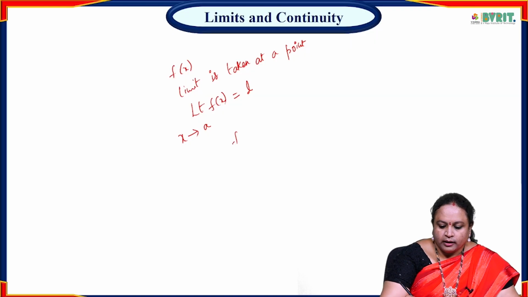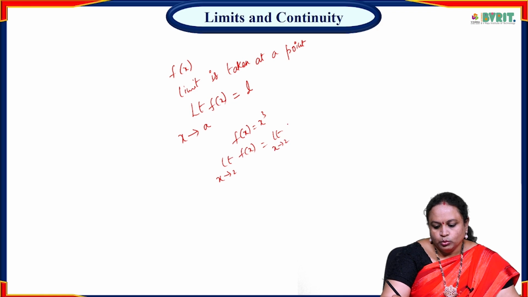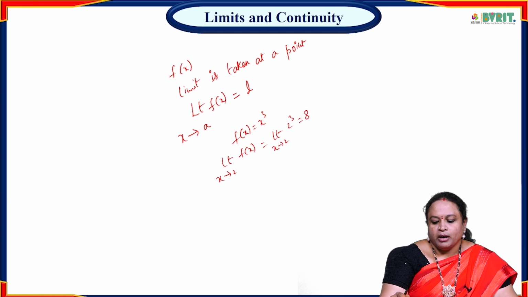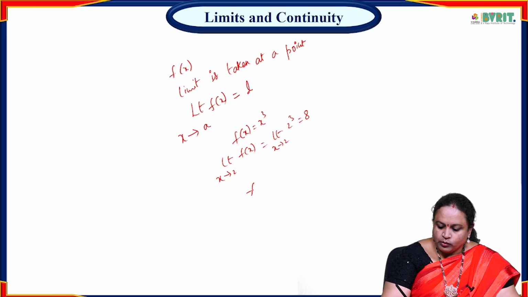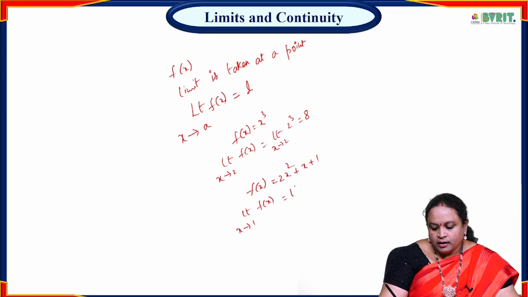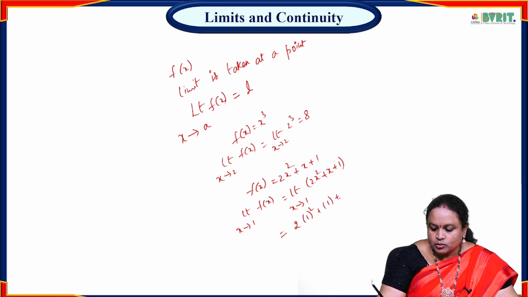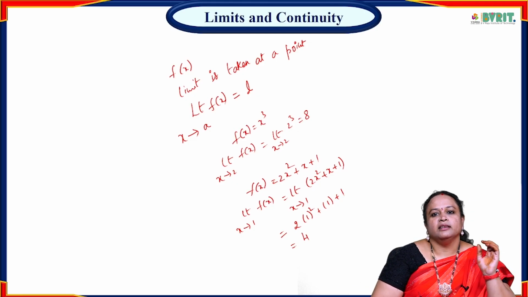For example, if you take f of x equal to x cube, then limit x tends to 2 f of x will be limit x tends to 2 of x cube, that is 8. So the limit value is 8. Now I take one more function, f of x equal to 2x square plus x plus 1. If you take the limit as 1, limit x tends to 1 f of x will be limit x tends to 1 of 2x square plus x plus 1, or 2 into 1 square plus 1 plus 1. So that is 4.